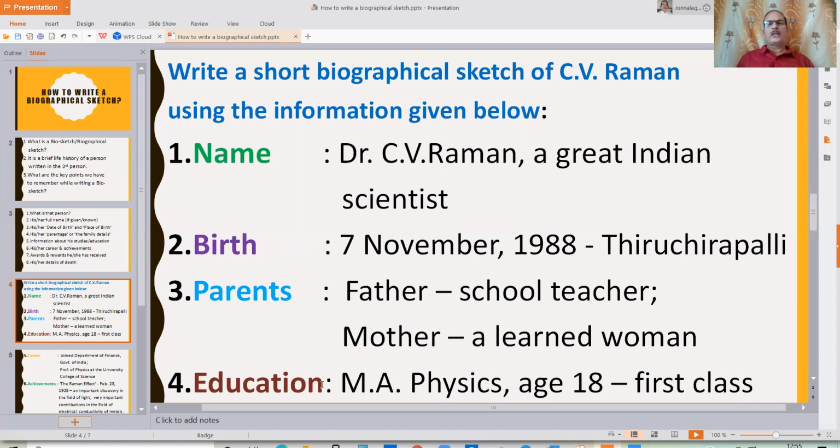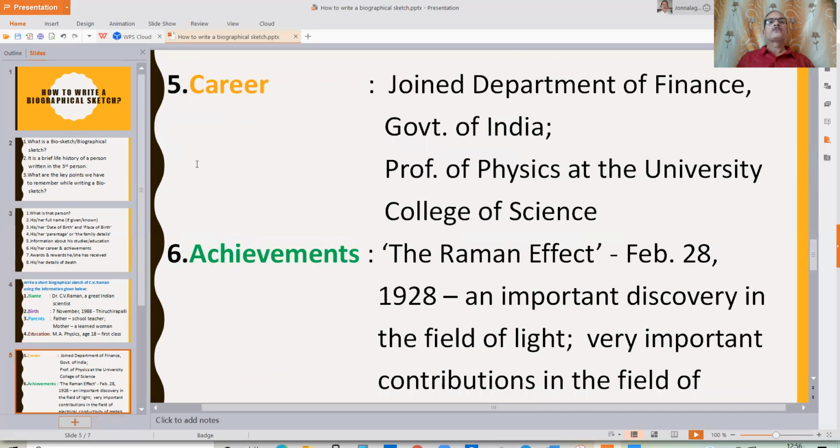What is his qualification, or what are his qualifications? MA in physics at the age of 18, first class. So these are the hints given here with regard to C.V. Raman's education. And then career. That means what job or jobs did he take up in his life, and what did he do in his life?